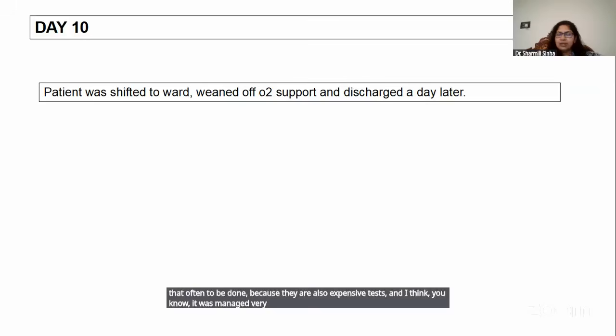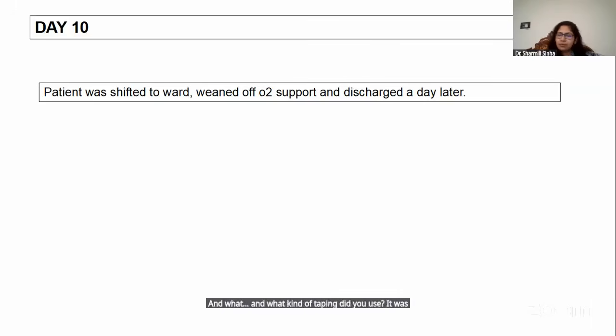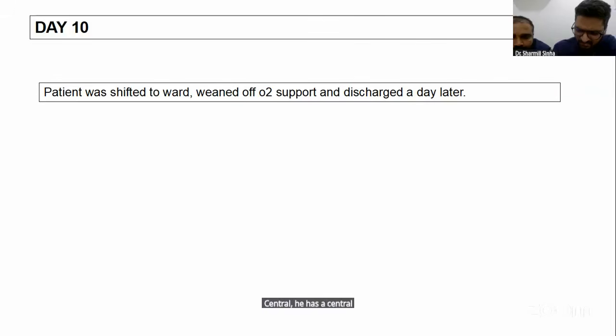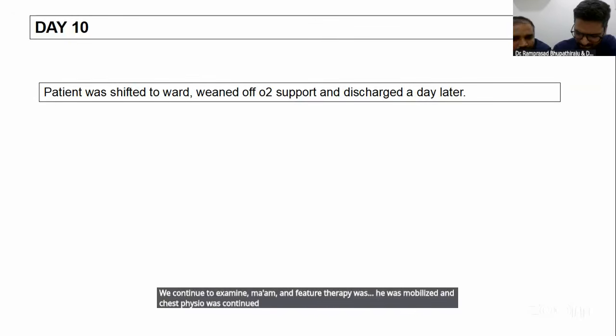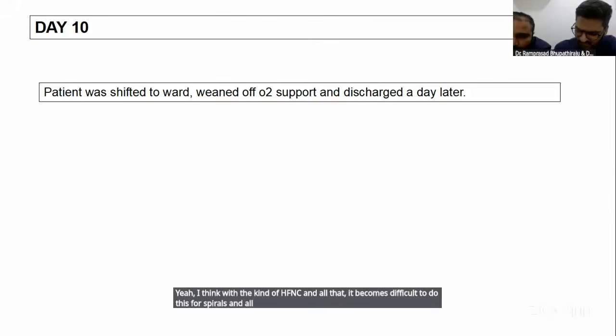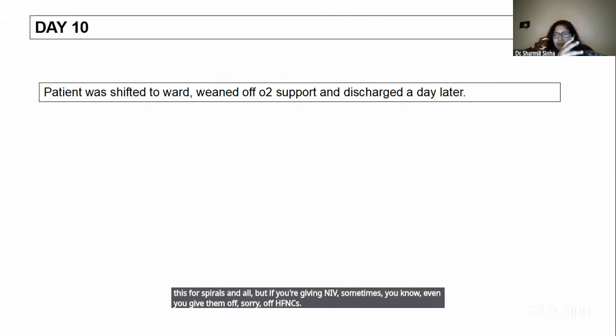And what kind of TPN did you use? Was it a central TPN or a peripheral TPN preparation? Central. He has a central line. And what about DVT prophylaxis and the physiotherapy that you do? We continued enoxaparin, ma'am, and physiotherapy, he was mobilized and chest physio was continued. I think with HFNC and all that, it becomes difficult to do the spirometry. But if you're giving NIV, or even when you give them off HFNC, you can provide chest spirometry and chest physio. The vibrations can happen.